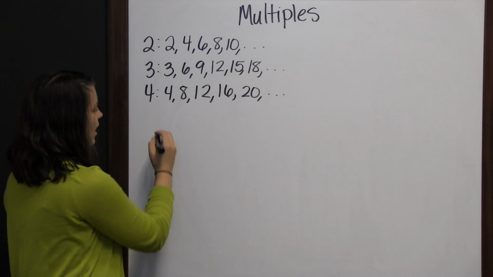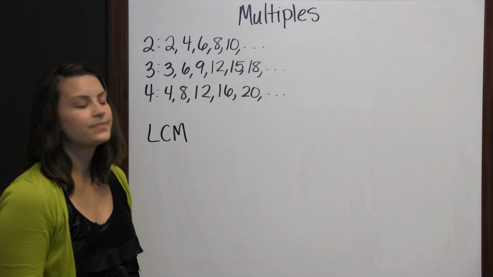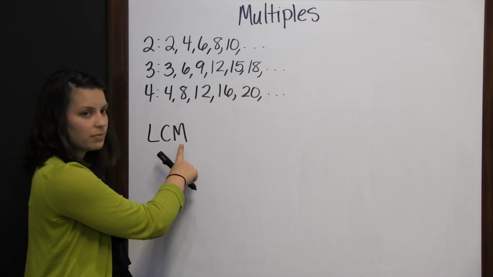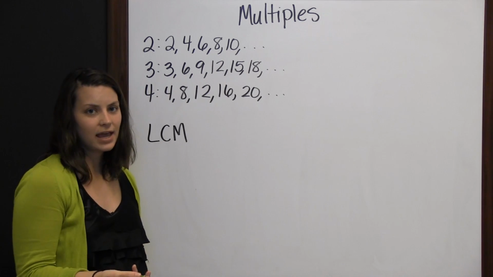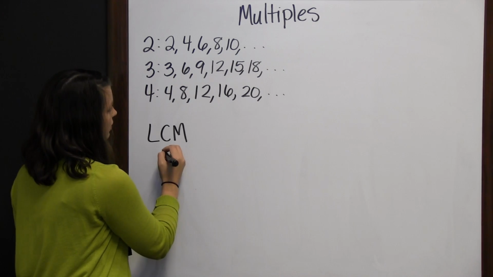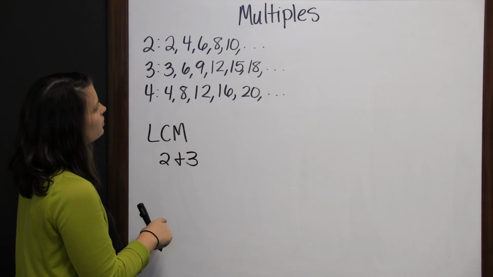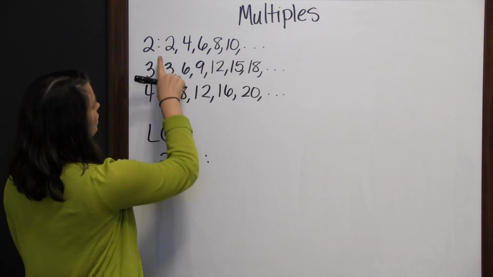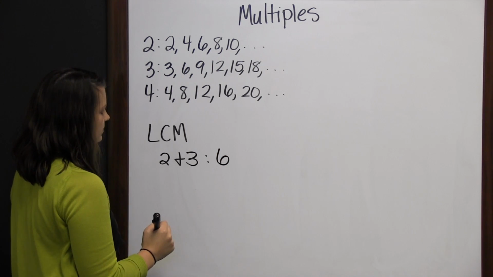Sometimes you're asked to find the LCM of 2 or more numbers. The LCM is the least common multiple. Least meaning the smallest, common meaning the same, and multiple. So if we wanted to find the LCM of, let's say, 2 and 3, the least common multiple of 2 and 3, so the smallest number that 2 and 3 have in common, would be 6. So that's the LCM of 2 and 3.